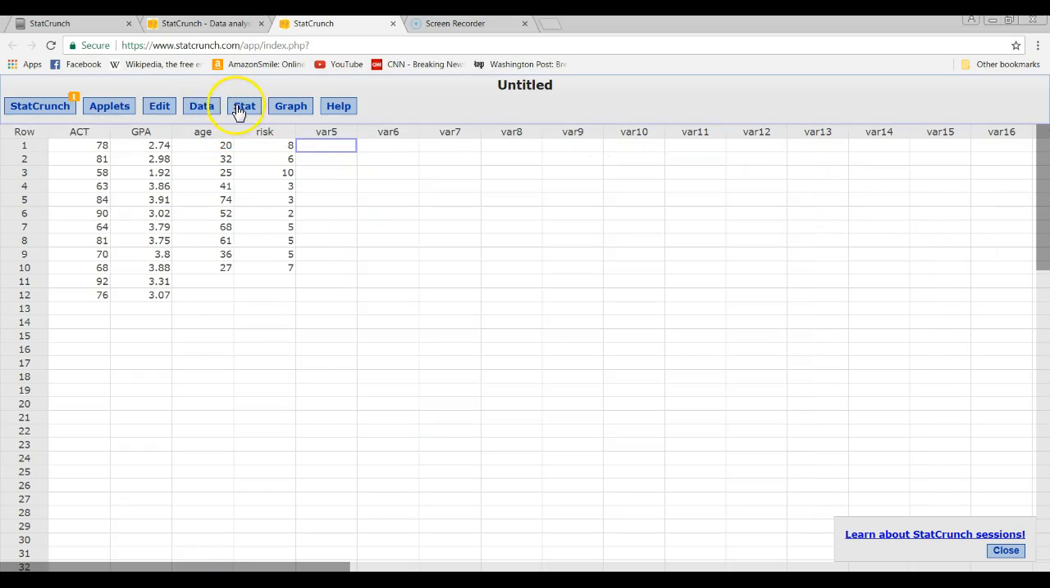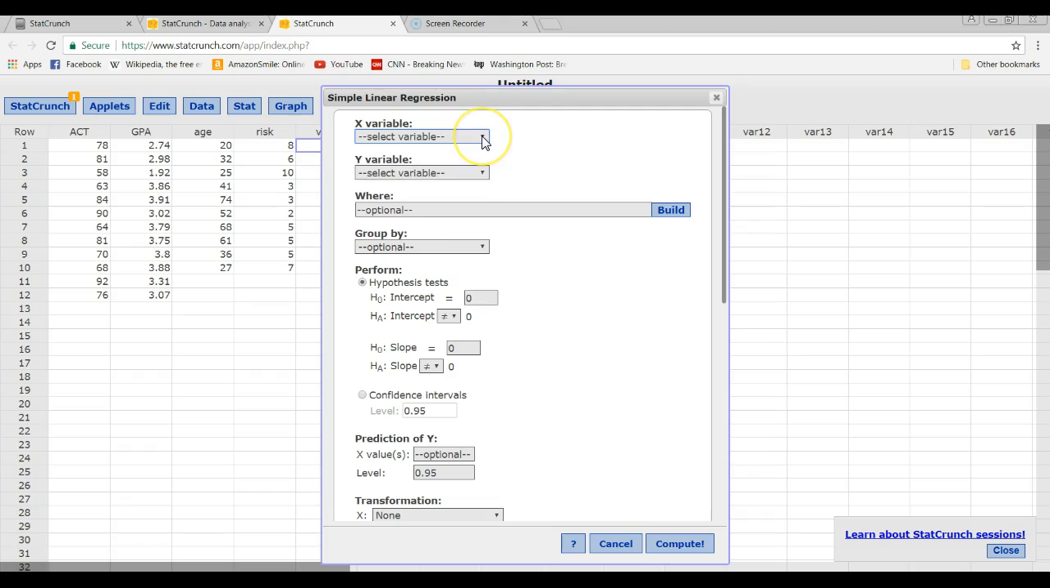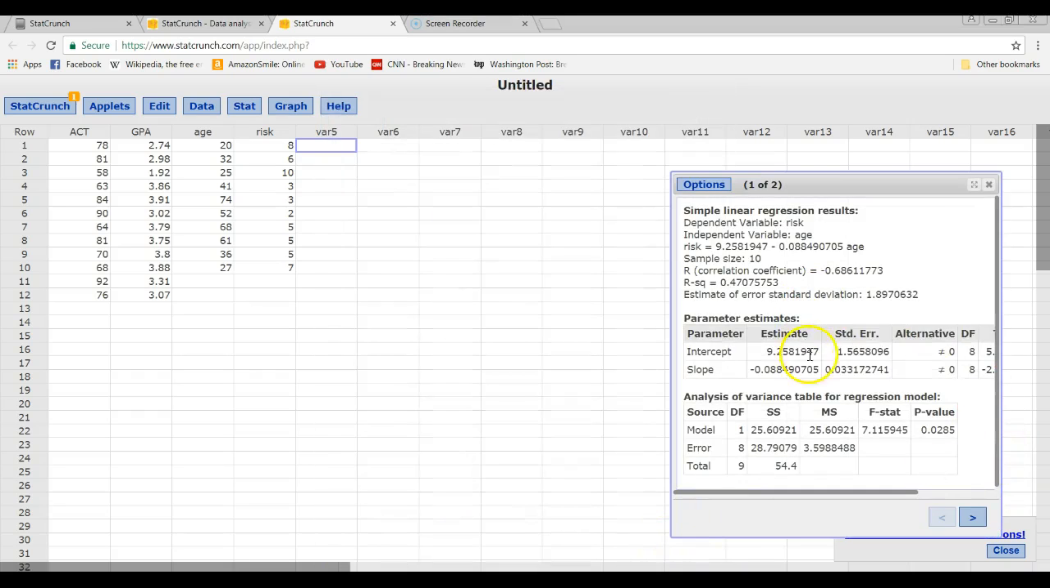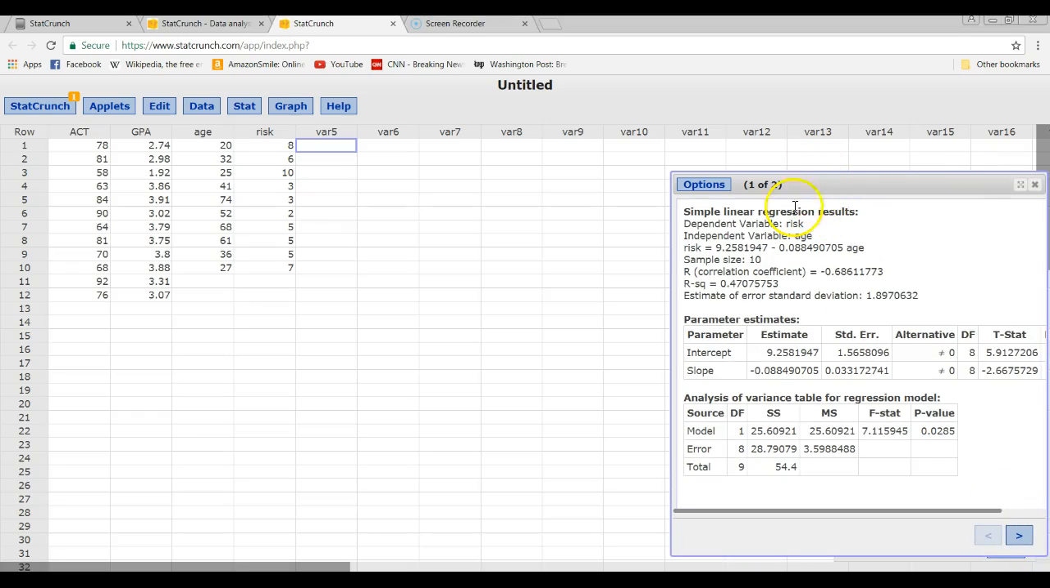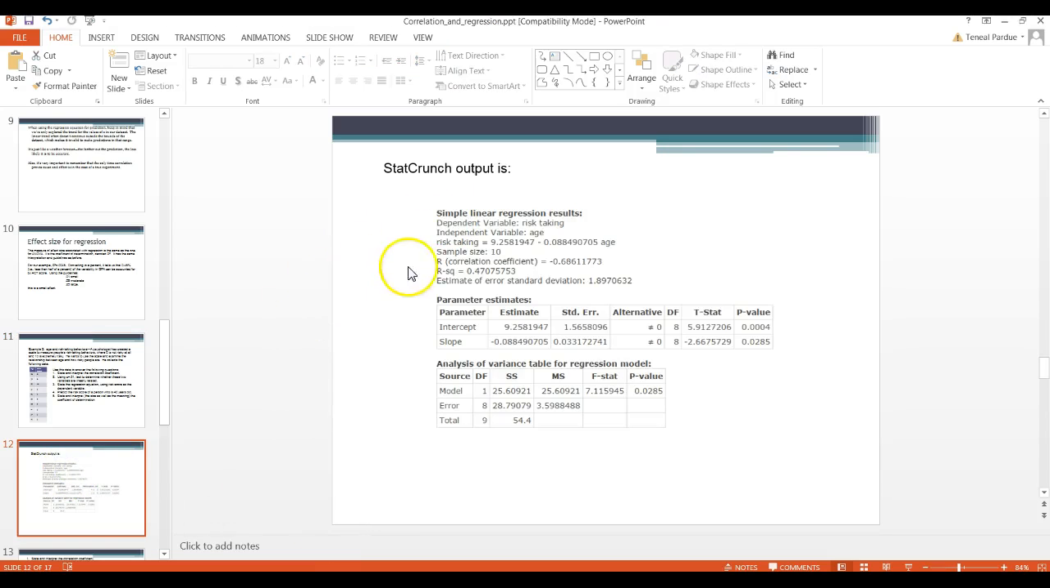So I type this data in, and again, we're going to stat, regression, simple linear, and we want to use age to predict the risk-taking behaviors. So age is X and risk is Y. And we'll leave everything else the same and hit compute. Alright, so this gave us everything we need. We'll copy and paste it over here. And this is our output.